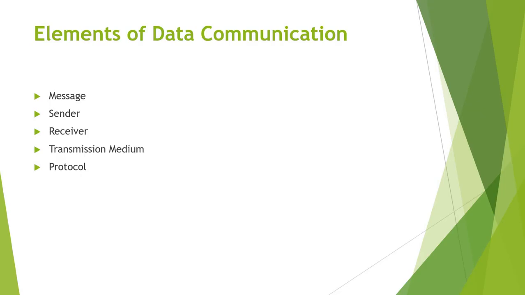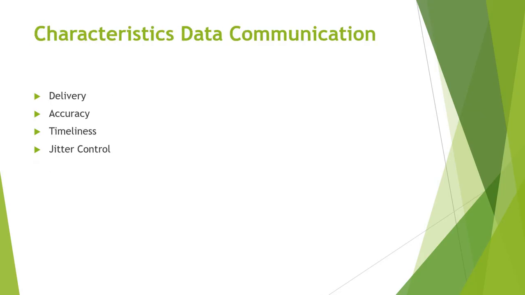Next comes the transmission medium. The physical or wireless path is a transmission medium. Example, twisted pair cable, fiber optic cable, radio waves, etc. Next comes the protocol. It is a set of rules that governs how the data is transmitted and received. Example, TCP/IP, HTTP, etc.